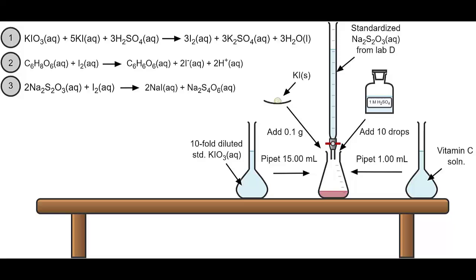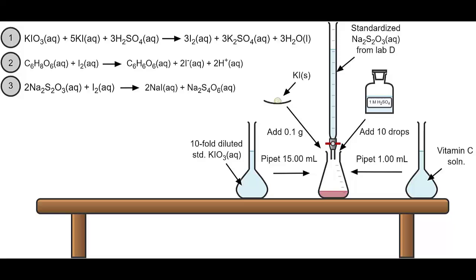This diagram provides an overview of the steps in this analysis. A single vitamin C tablet is dissolved in water, and this solution is made up to a final volume of 100 ml of solution. A known amount of aqueous iodine is generated in an Erlenmeyer flask by combining a limiting amount of potassium iodate with an excess of potassium iodide and an excess of sulfuric acid according to reaction 1.